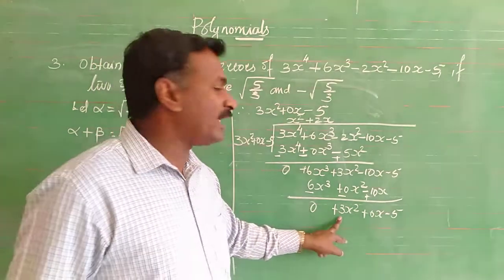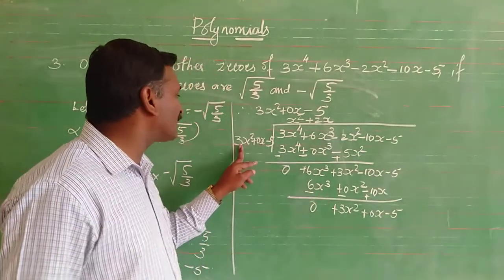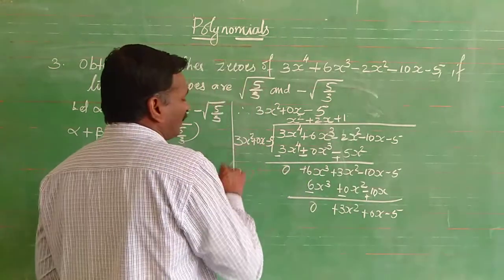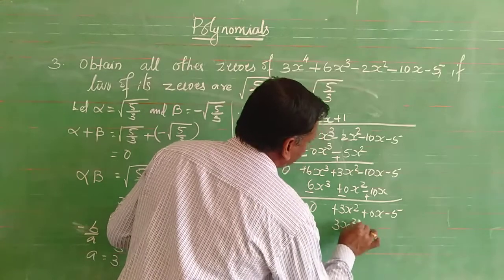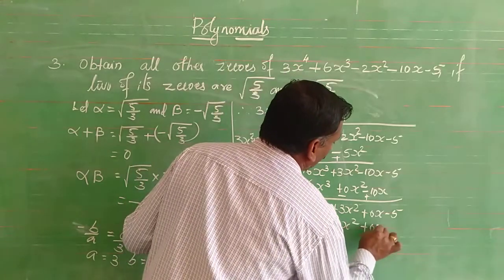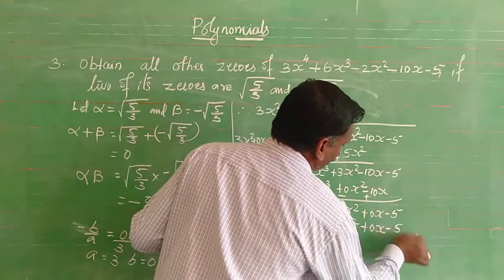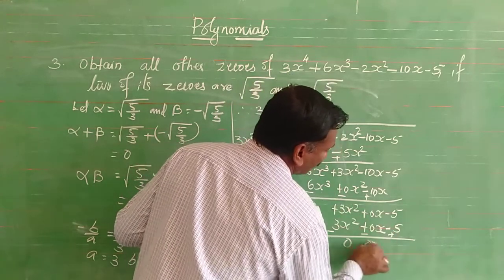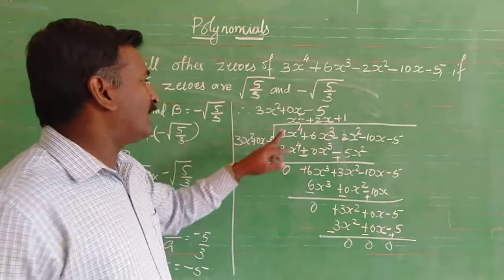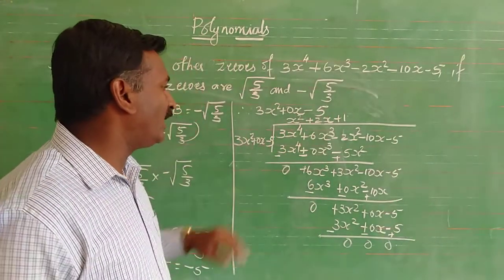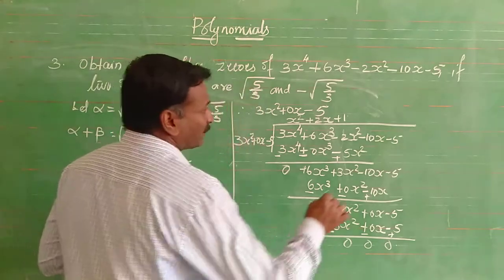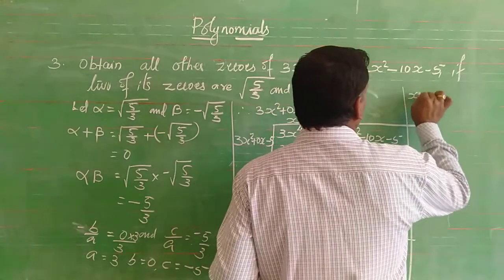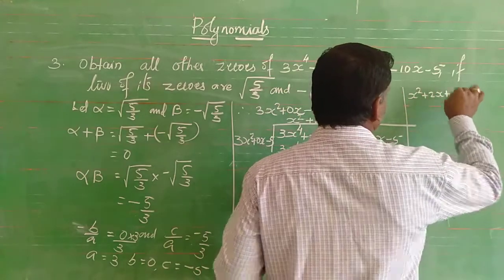Now we want to cancel 3x squared. What do we multiply with 3x squared to get 3x squared? That is plus 1. Plus 1 we are multiplying with 3x squared plus 0x minus 5. Sign will change, minus plus, 0 0 0. Then the quotient is x squared plus 2x plus 1. Now we want to find the zeros of x squared plus 2x plus 1.